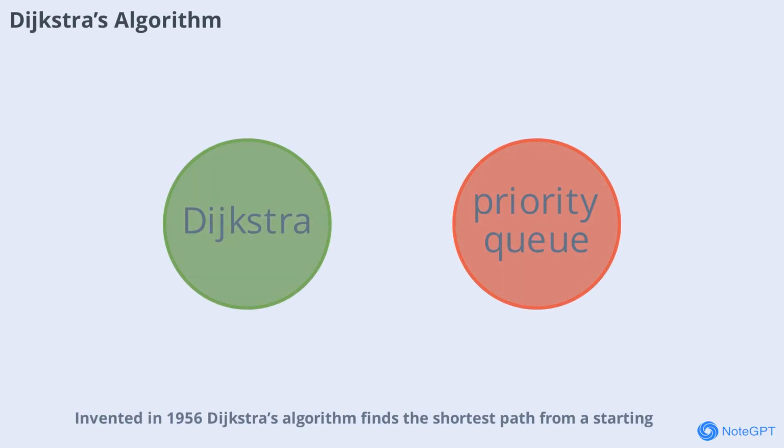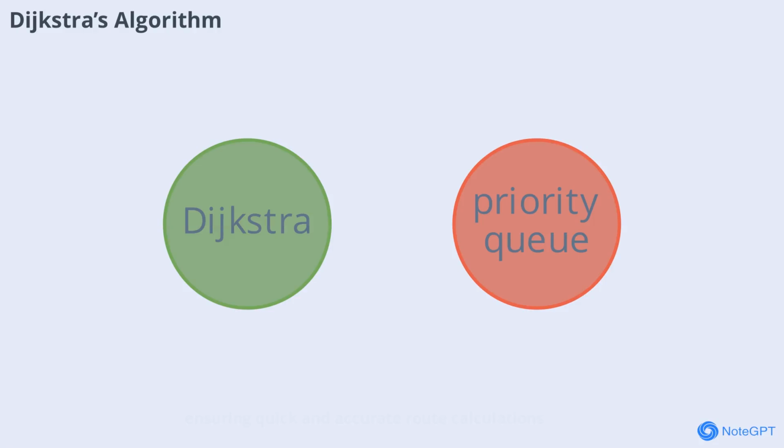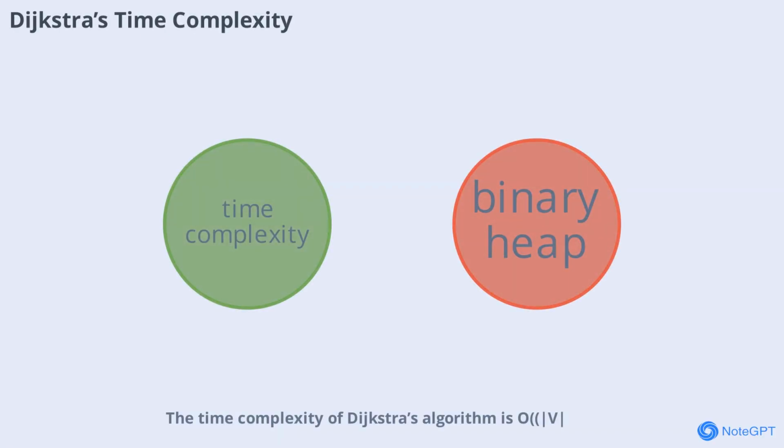Invented in 1956, Dijkstra's algorithm finds the shortest path from a starting node to all other nodes in a weighted graph. It works by iteratively exploring neighboring nodes with the lowest cumulative edge weight, using a priority queue. This method is efficient for smaller graphs and forms the basis for many navigation systems. Google Maps adapts Dijkstra's algorithm to handle vast networks, ensuring quick and accurate route calculation. The time complexity of Dijkstra's algorithm is O((V + E) log V) when using a binary heap. This efficiency allows Google Maps to process millions of routes quickly.